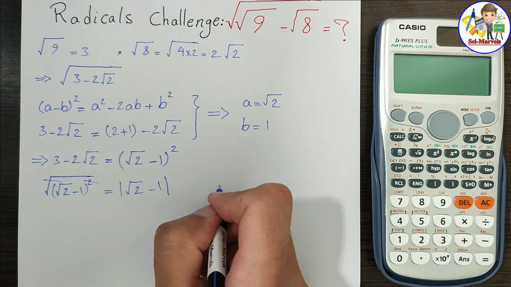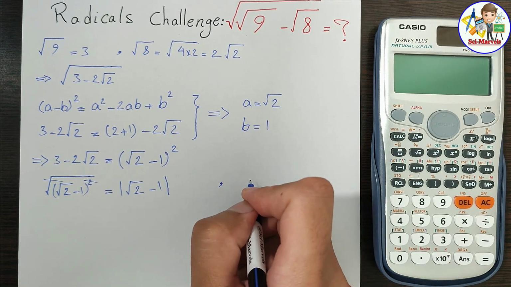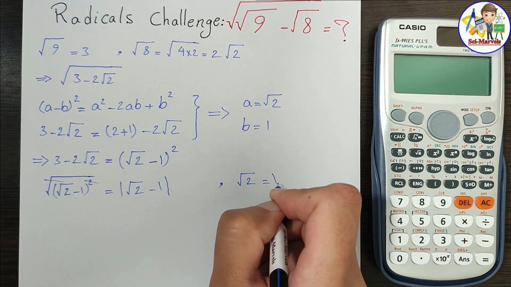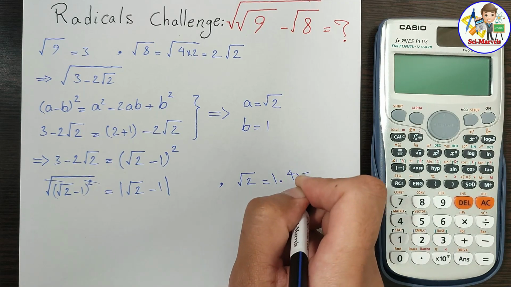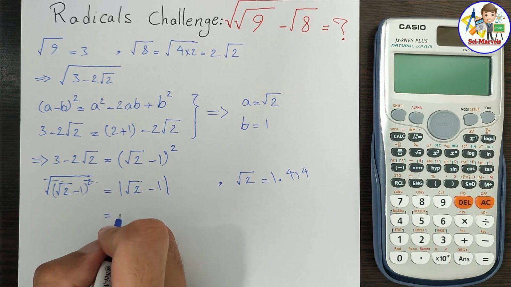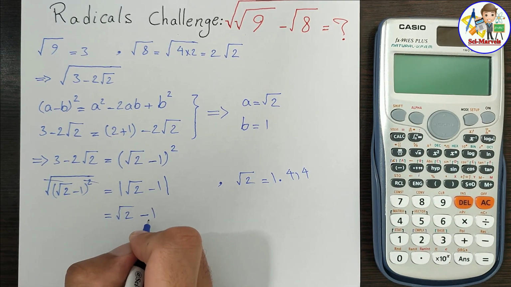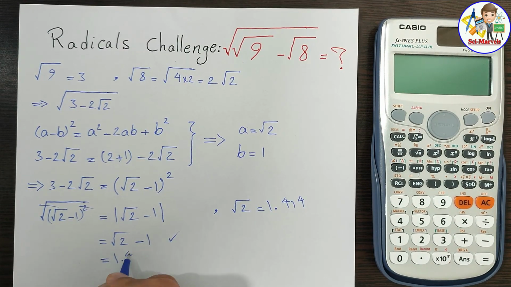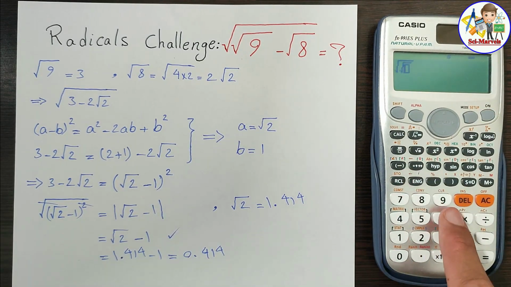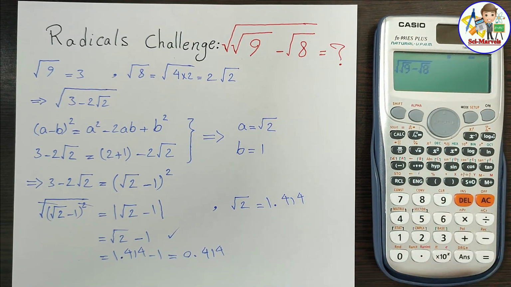Since the square root of 2 is approximately 1.414 and 1.414 minus 1 is positive, we can drop the absolute value. And there you have it. The answer is the square root of 2 minus 1, which is equal to 0.414. Also, we can check our solution with a calculator.